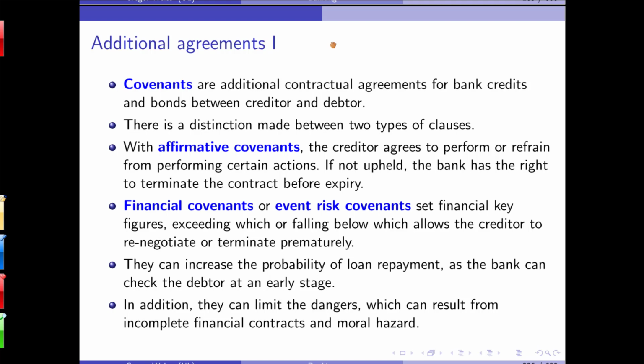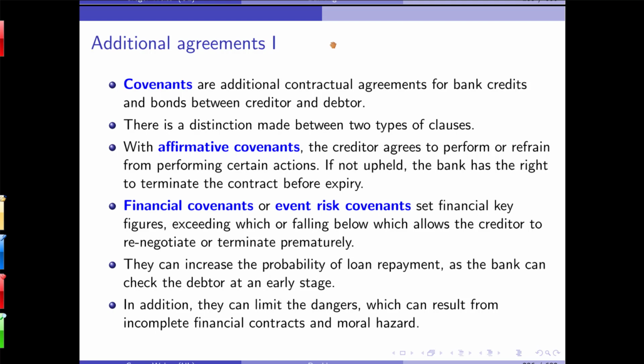And we have affirmative covenants. So the debtor agrees to perform or refrain from something. Otherwise, we can terminate the contract. Financial covenants, event risk covenants: something happens, and the interest rate changes.